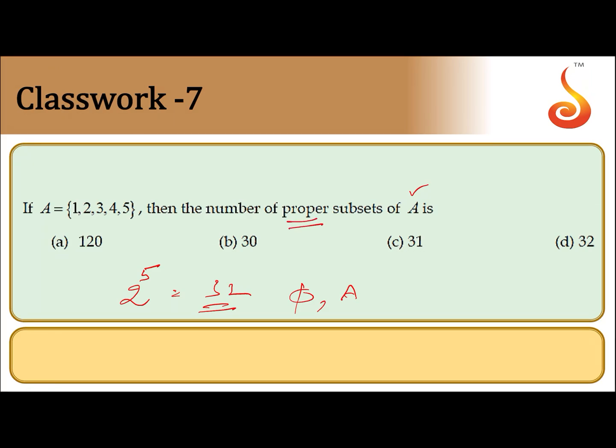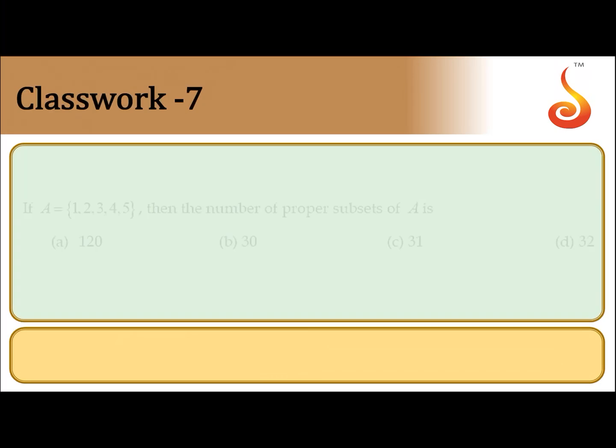A proper subset means the subset cannot include A itself, and therefore the answer is equal to 2 to the power of 5 minus 1, that is equal to 31. So the answer is 31. Proper subset means it cannot be equal to A itself. Why? Because the subsets are the null set, set {1}, set {2}, and so on up to set {5}, and combinations, eventually giving set A itself. That cannot be included because you require a proper subset. So the answer is equal to 31.